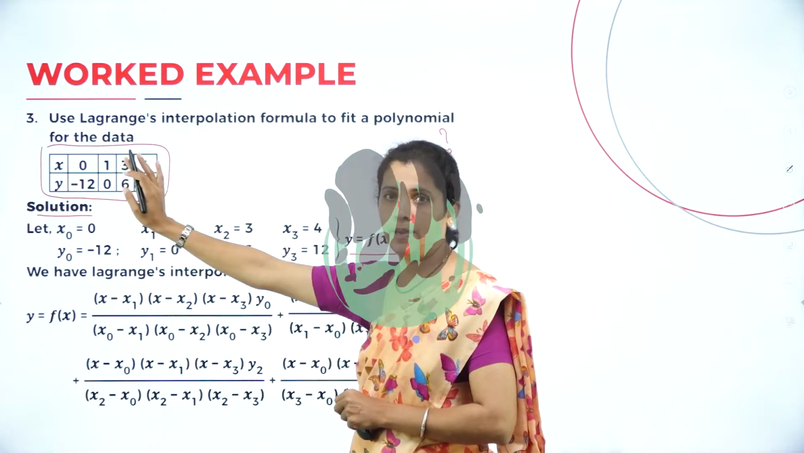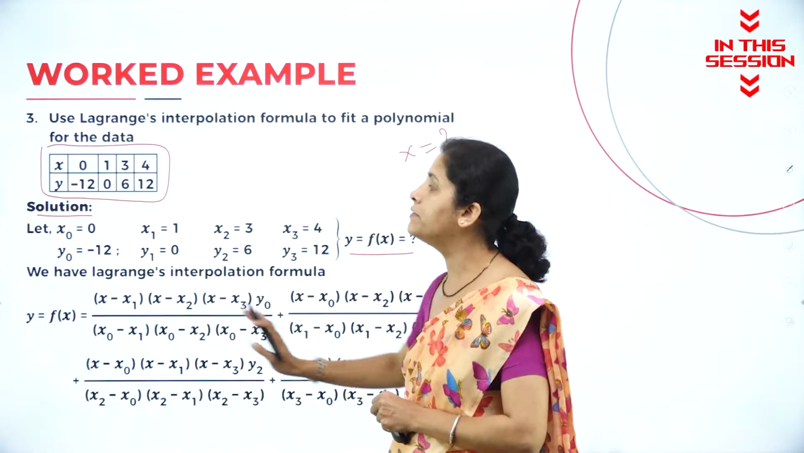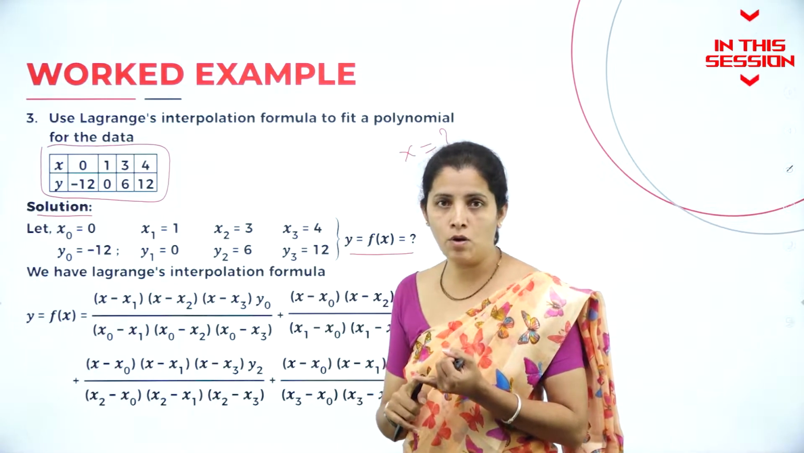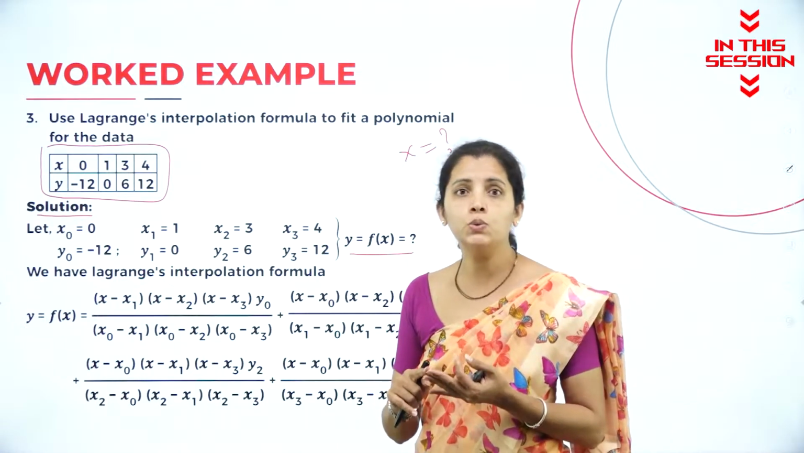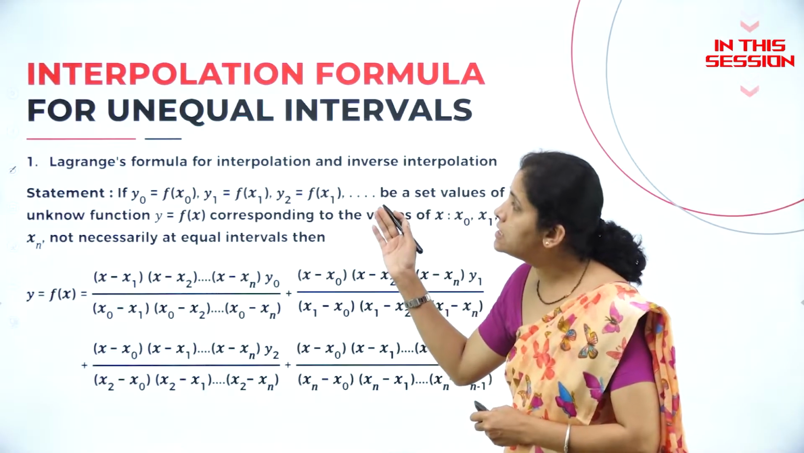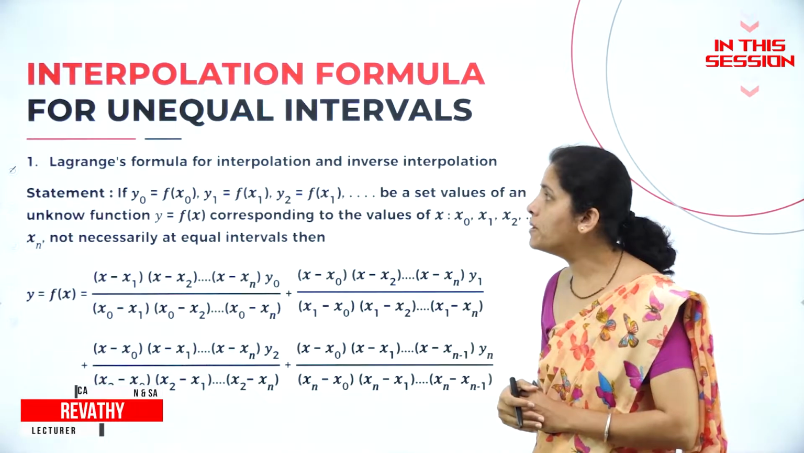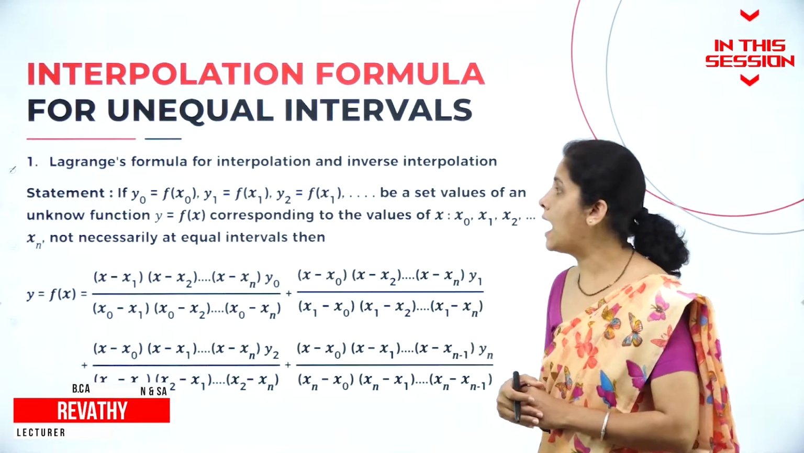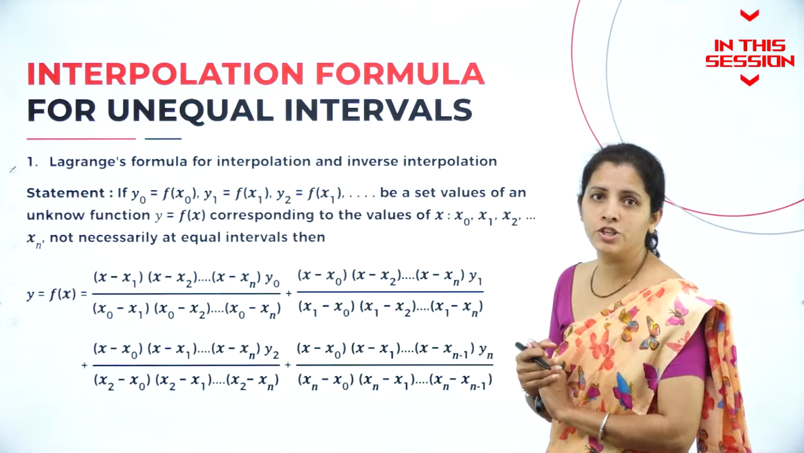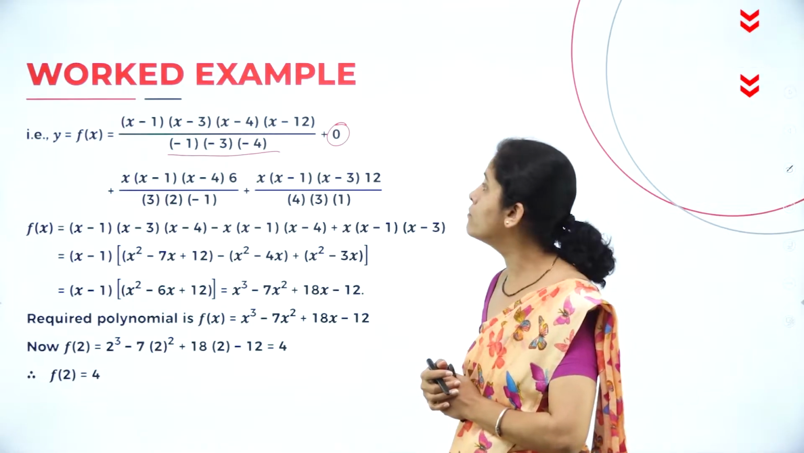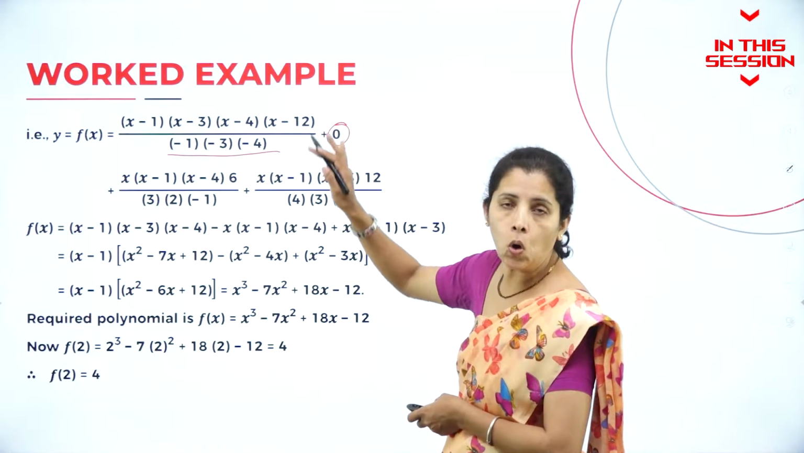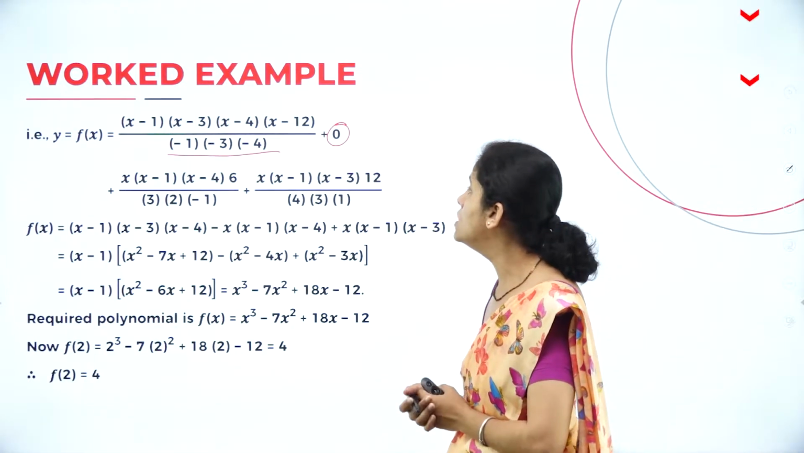According to the table, I'm going to write the formula. If I consider the table, I have y0, y1, y2 and y3. If I consider the interpolation formula for unequal intervals, I'm going to have Lagrange's interpolation formula. When I have y0 equal to 0 and when I multiply, all the things will become 0.